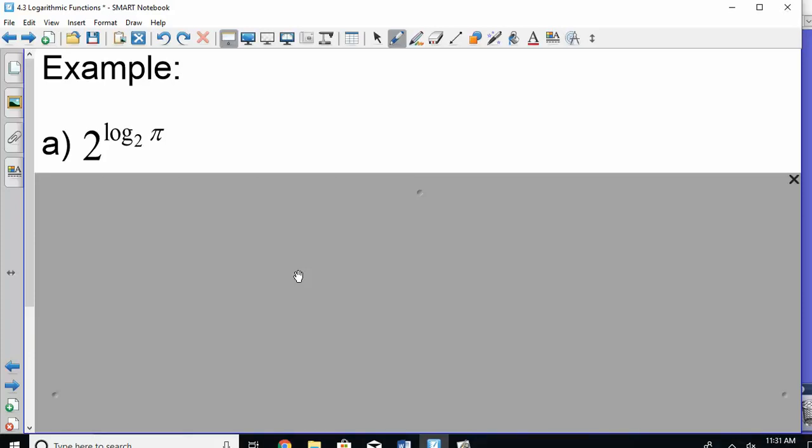So if I said 2 to the log base 2 of pi power, what would I get? Pi. We could work it out, but we don't have to. If we remember our properties, we know those things cancel. And so pi is our answer.